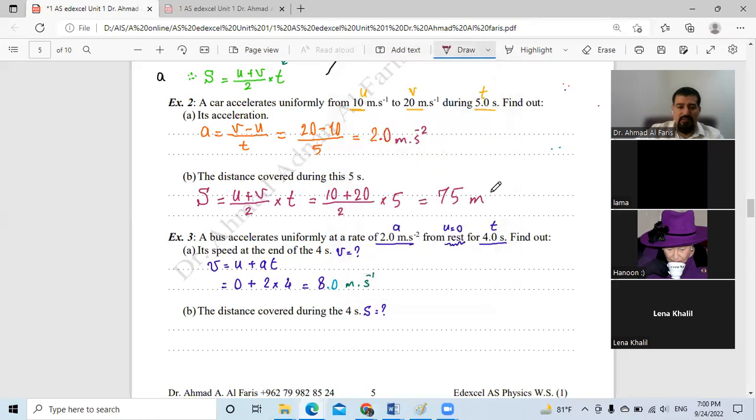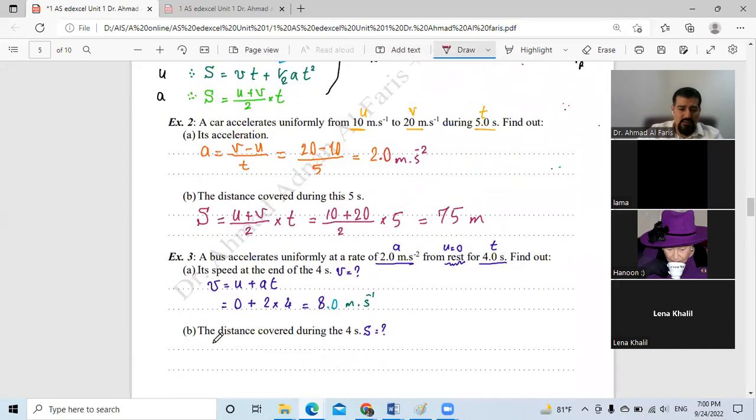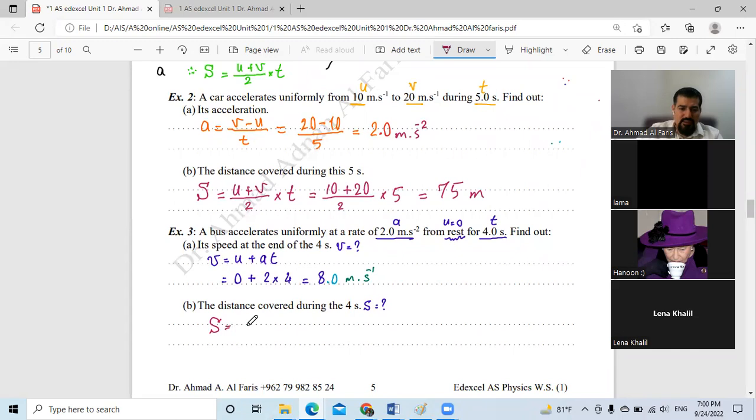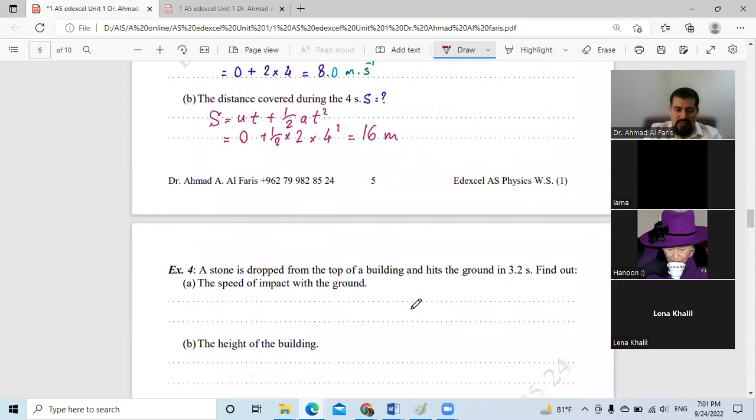Next part here, what do we have? The distance covered. I know the acceleration, the initial speed, the time, and they ask about the distance. So I will use the third equation, s equals what? s equals ut plus half at squared. As you can see, u, which is 0, multiplied by anything is 0, plus half multiplied by 2, which is 1, multiplied by the time, which is 4 squared, and the answer will be 16 meters. Good? Clear? Yes, it is clear. It is easy.